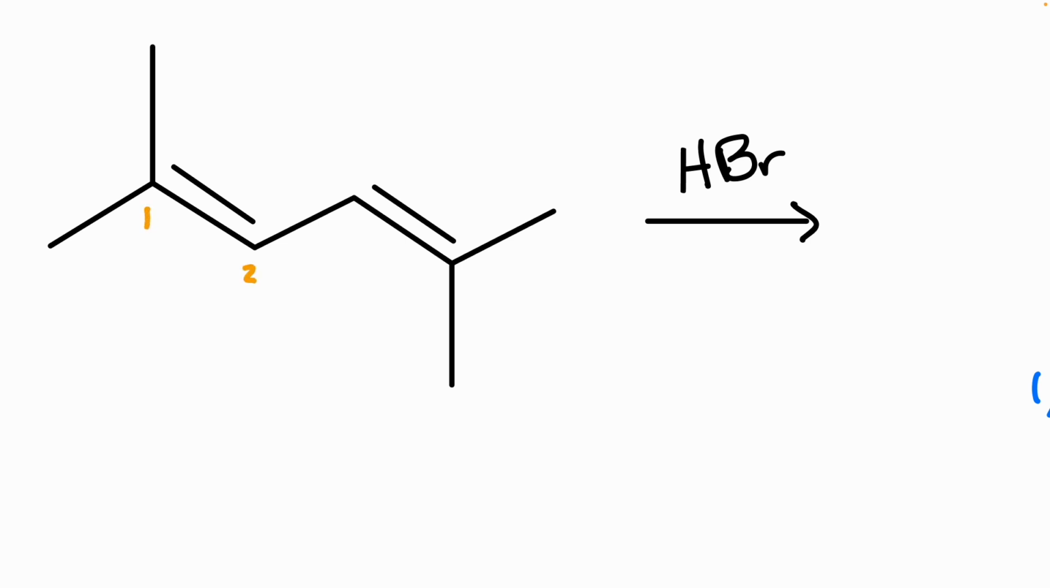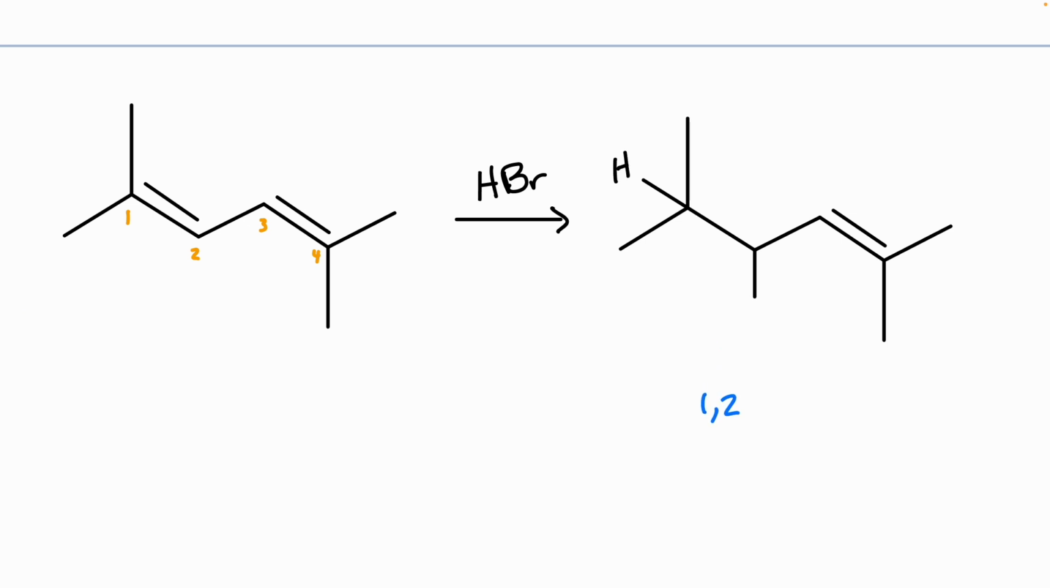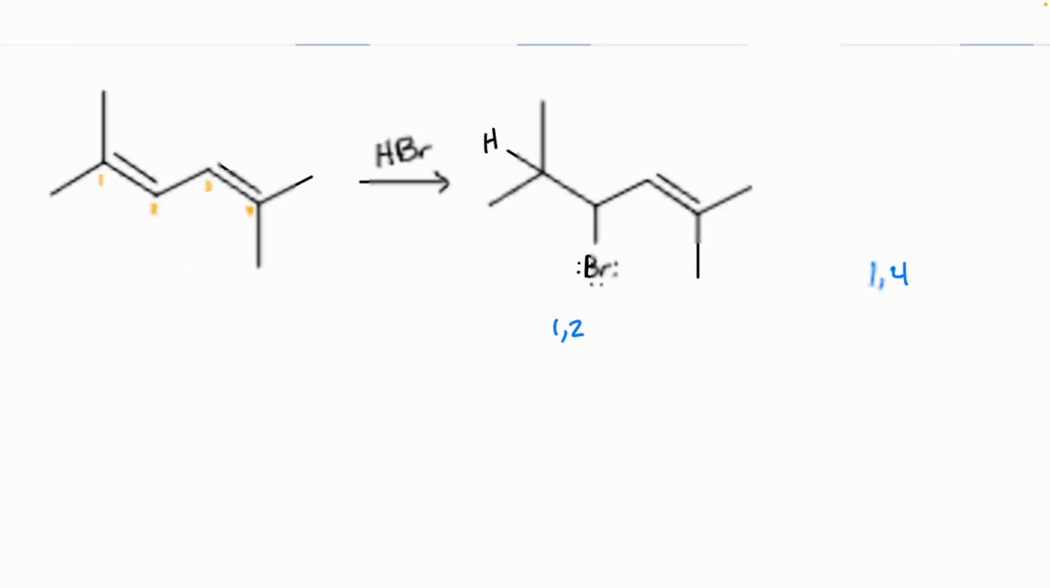We're going to just label these carbons about our conjugated double bonds: 1, 2, 3, 4. If I want to do my 1,2 product, I'm going to add the hydrogen to carbon 1 and the bromine to carbon 2. If I want to do my 1,4 adduct, I'm going to add the hydrogen to carbon 1 and the bromine to carbon 4.